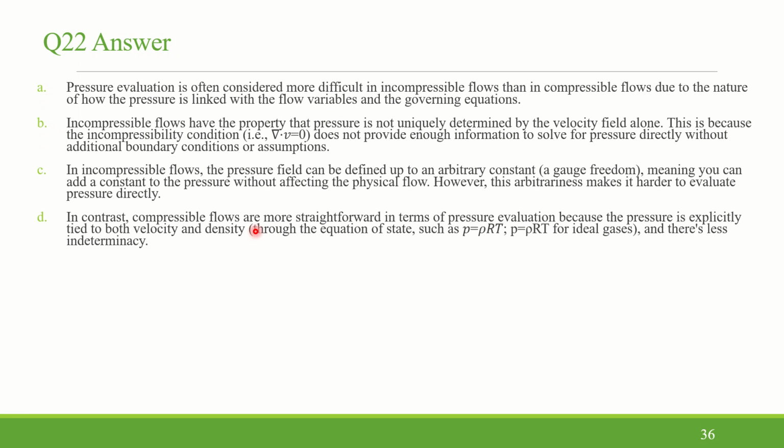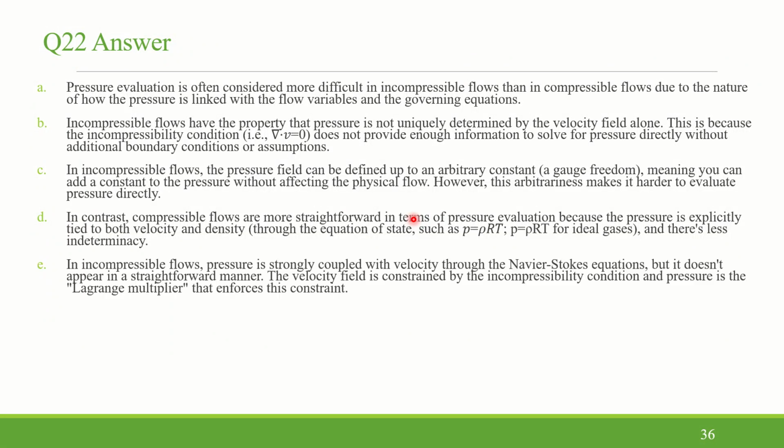In contrast, compressible flows are more straightforward in terms of pressure evaluation because pressure is tied to both velocity and density through the equation P is equal to rho RT for an ideal gas, and there is less indeterminacy in compressible flows. Whereas in incompressible flows, pressure is strongly coupled with the velocity in the Navier-Stokes equations, but it doesn't appear in a straightforward manner. The velocity field is constrained by the incompressibility condition, and pressure is the Lagrange multiplier that enforces this constraint.